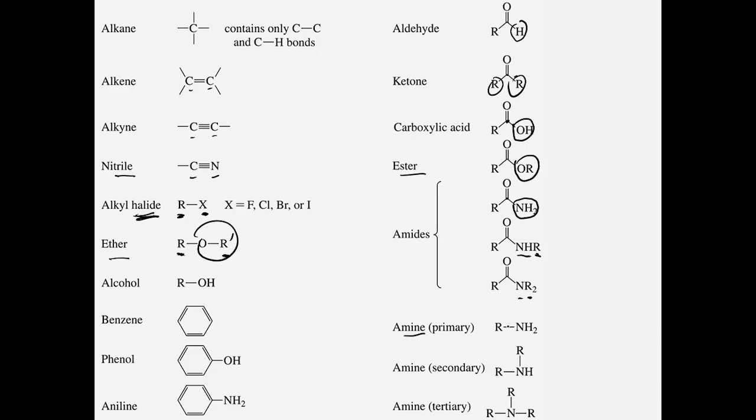Amine is an sp3 nitrogen attached to a carbon-based functional group, R, with a single bond. On the other side, if you have two hydrogens on the nitrogen, we call it primary amine. Or this nitrogen is attached to two carbon-based groups, we call it secondary. Or the nitrogen is attached to three carbon-based groups, we call it tertiary amine.